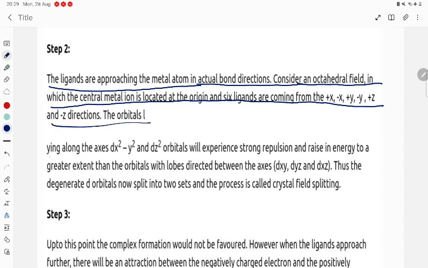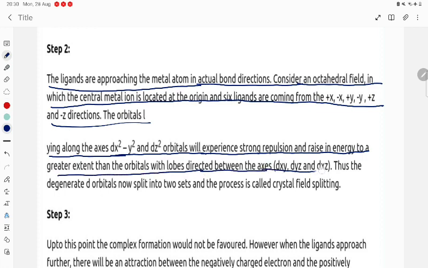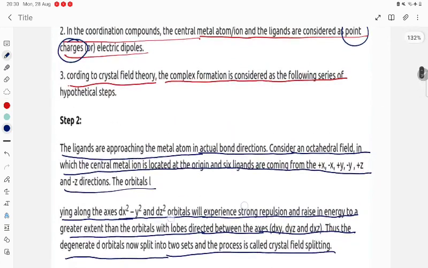The orbitals lying along the axis, that is dx square minus y square and dz square, will experience stronger repulsion and rise in energy to a greater extent than the orbitals with lobes directed between the axes, dxy, dyz, dzx. Thus, the degenerate d orbitals now split into two sets, and the process is called crystal field splitting.